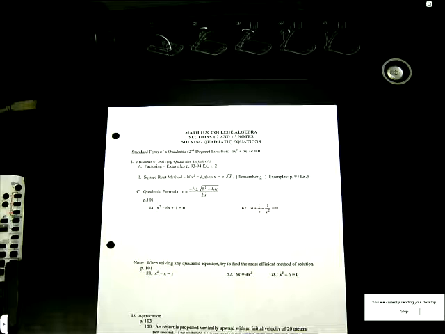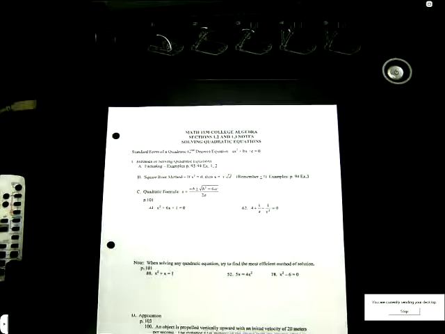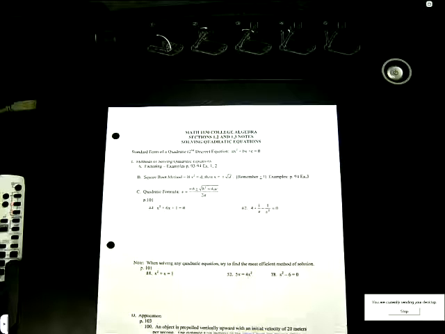Today in 1.2 and 1.3, we're dealing with quadratic equations, and you do need to know that that means second degree. So if you have an equation whose highest power, or the term of the highest power, is x squared, then you're looking at a quadratic equation.